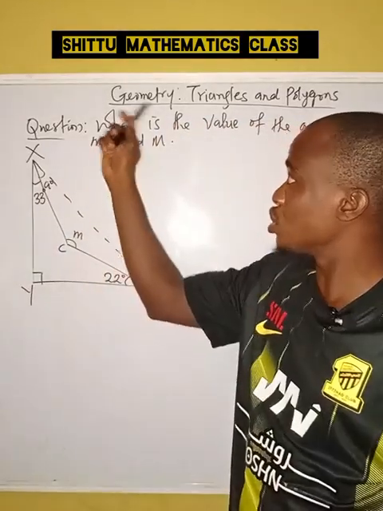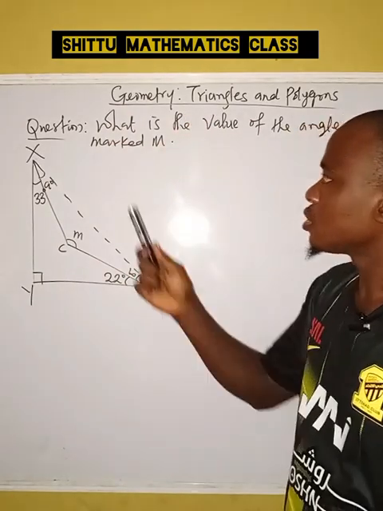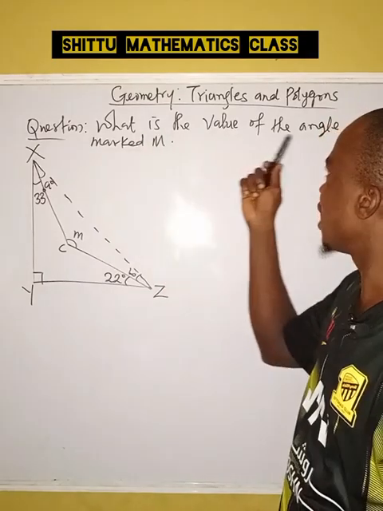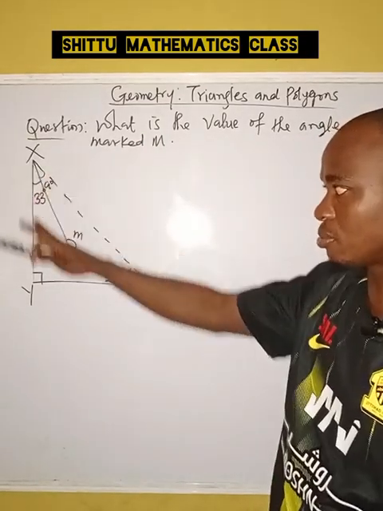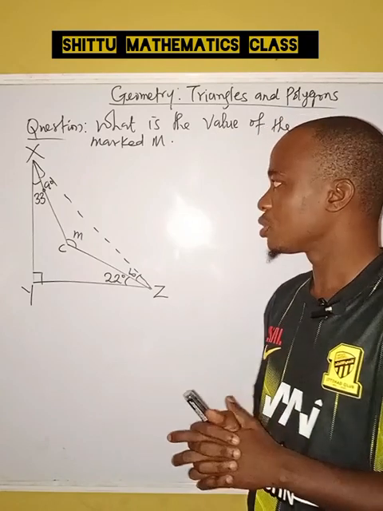The question is from geometry, and that is triangles and polygons, right? So now the question states, what is the value of the angle marked M from this diagram here? I would like you to stay focused and see what we are going to do, right?